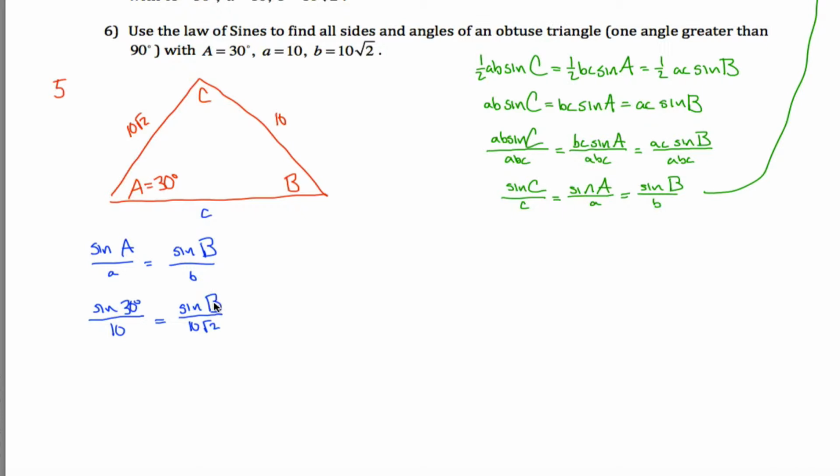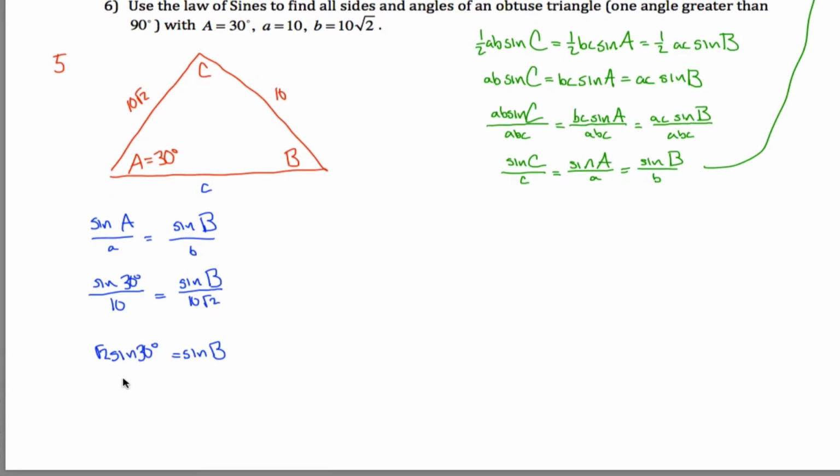So to solve for b, maybe I'd multiply both sides of the equation by 10 root 2. That would give me the square root of 2 times the sine of 30 degrees is equal to the sine of b. This 10 root 2 goes up here, but I can cancel out the two 10s. I just get root 2 times sine of 30. Sine of 30 is 1/2, so I get root 2 over 2 is equal to the sine of b. So therefore, b equals, well, you're probably thinking 45 degrees, and you're right.